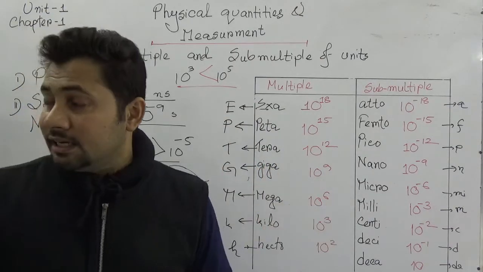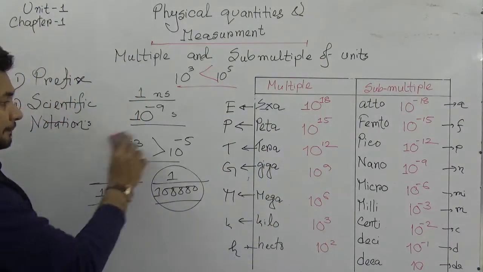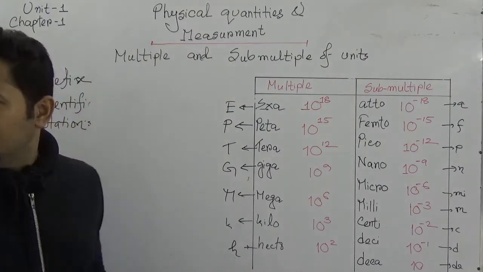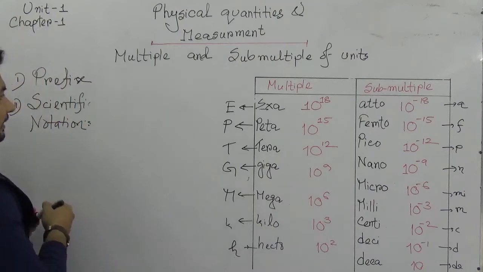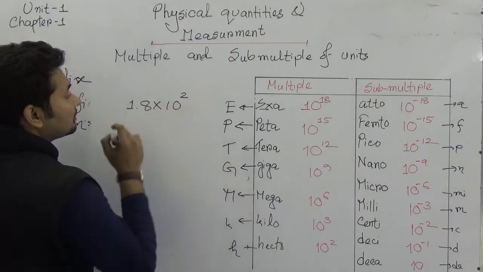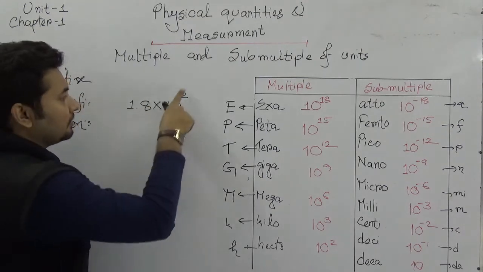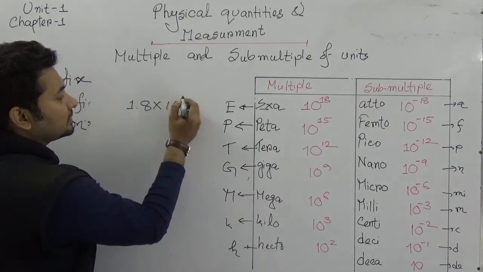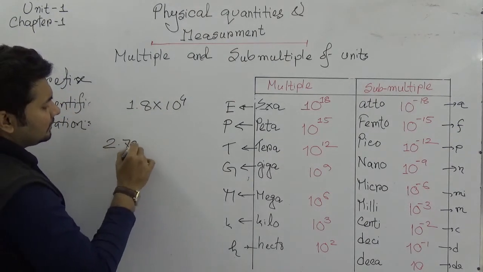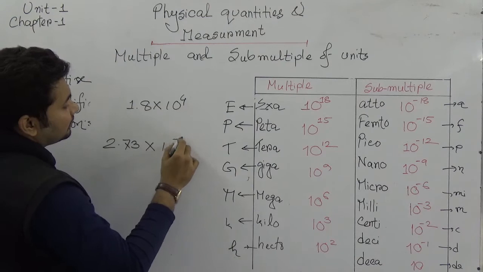And if we write it in a different way, the expression is all about 1. If we make it a little bit harder, like 1.8 into 10 to the power 2, or even 1.8 into 10 to the power 4, or even 2.73 into 10 to the power minus 3.